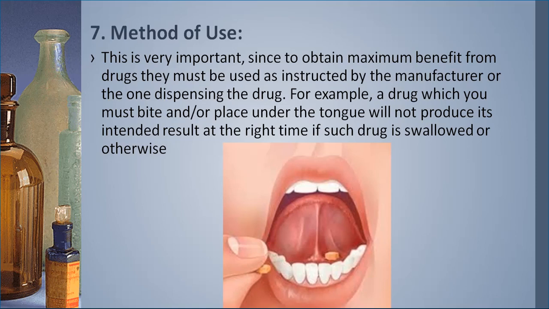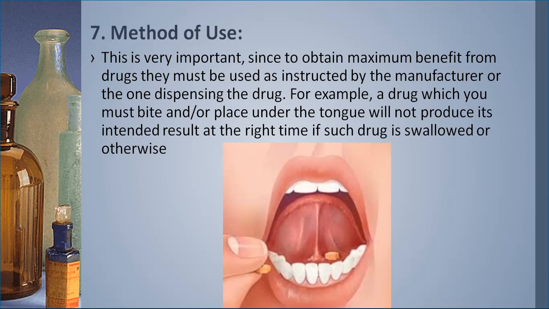The seventh precaution we should take is the method of use. This is very important, since to obtain the maximum benefit from drugs, they must be used as instructed by the manufacturer or the one dispensing the medicine. For example, a drug which you should place under the tongue, we call it a sublingual drug, will not produce its intended results at the right time if such a drug is swallowed. So you can see this patient is putting the medicine under the tongue, and that's how the medicine works.